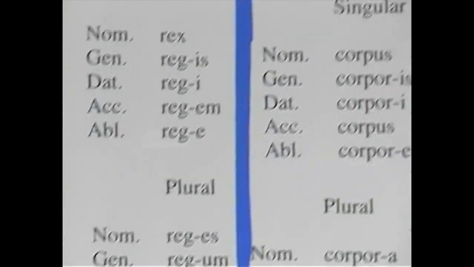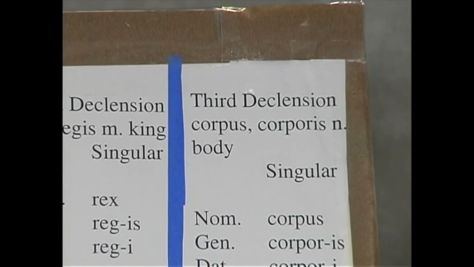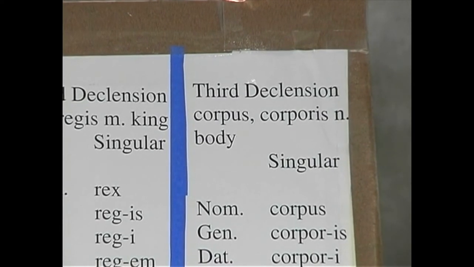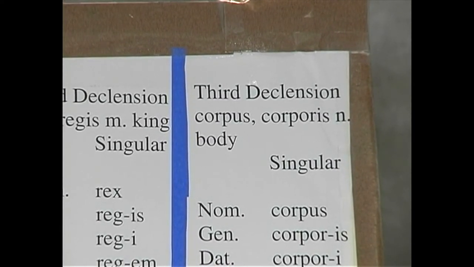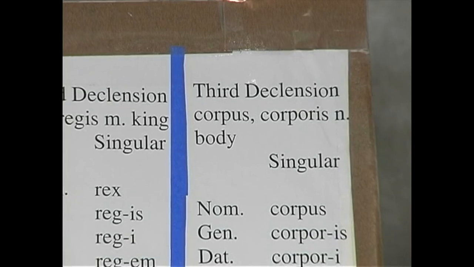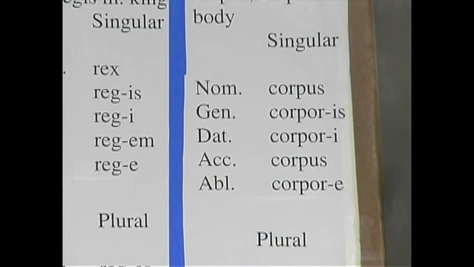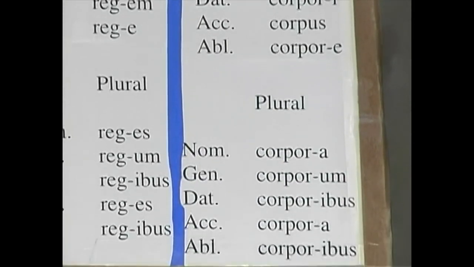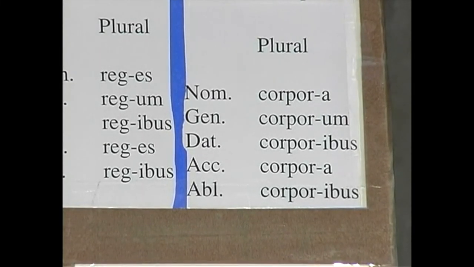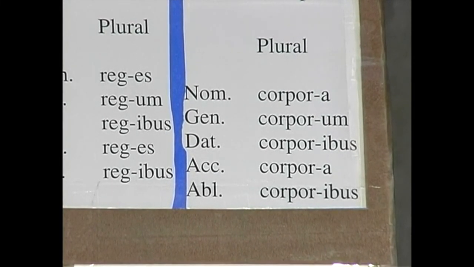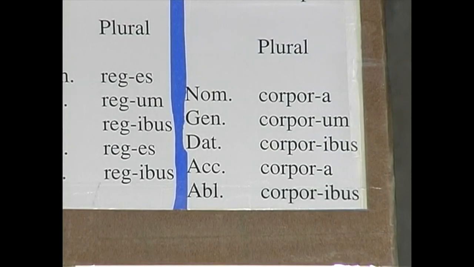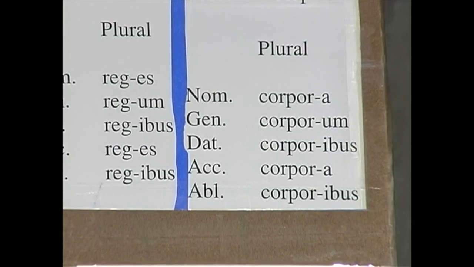And third declension, neuter. Our model noun is corpus, corporis, neuter, body. The endings are blank, is, i, blank, e. For the plural, a, um, ibus, a, ibus. You add those endings to the noun base.